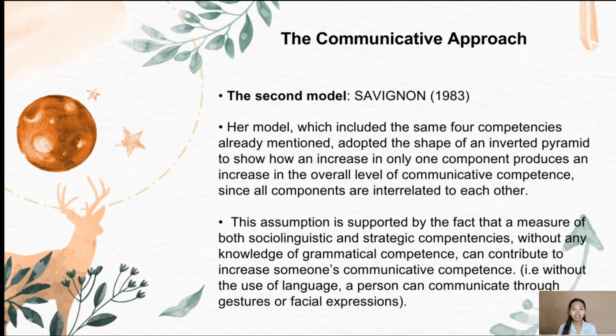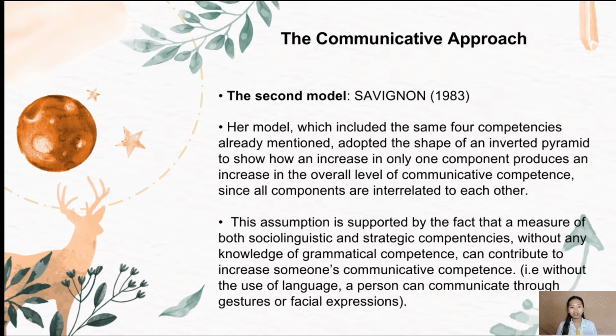It's just like an automatic increase, even just one that would be improved, since all the components are interrelated to each other. That's according to Savignon in 1983. And this assumption is supported by the fact that a measure of both social-linguistic and strategic competencies without any knowledge of grammatical competence can contribute to increase someone's communicative competence.